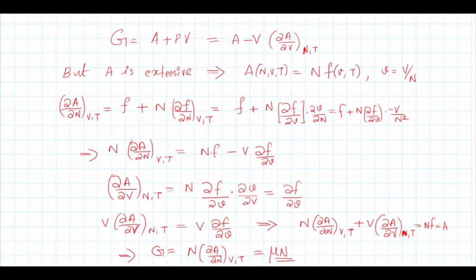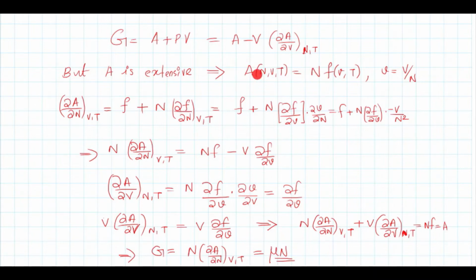What is this v? Small v is capital V, volume, divided by the total number of particles. So small v is an intensive quantity, T is an intensive quantity, so f is also an intensive quantity. And if you multiply with n, then this A becomes an extensive quantity, because any change in size will reflect in the value of n.